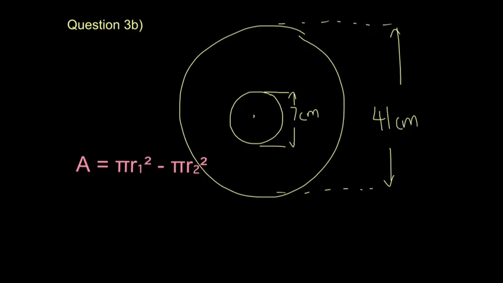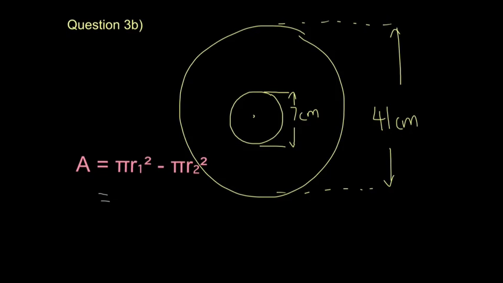When you want to find the area of an annulus, you need to use this formula. What we have is the area of one ring, the larger ring, minus the area of the smaller ring. So we're going to find the area of this ring with the 41 centimeter diameter minus the area of this 7 centimeter diameter ring. Let's do it.